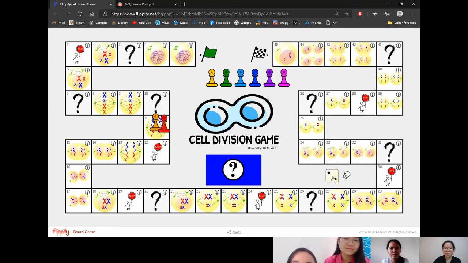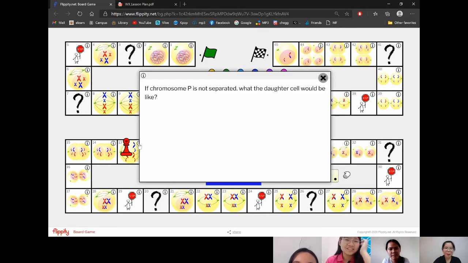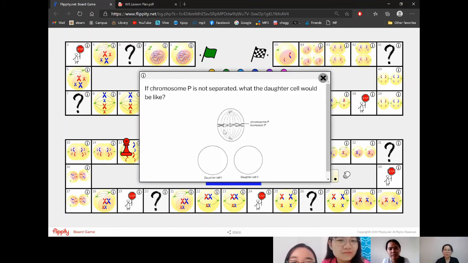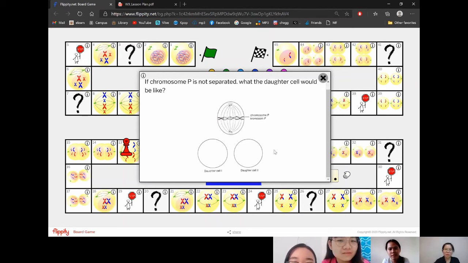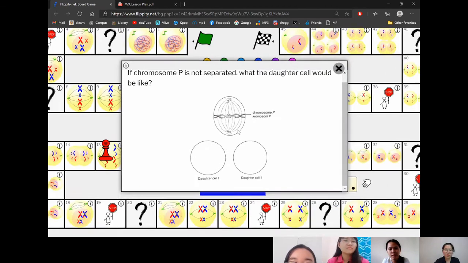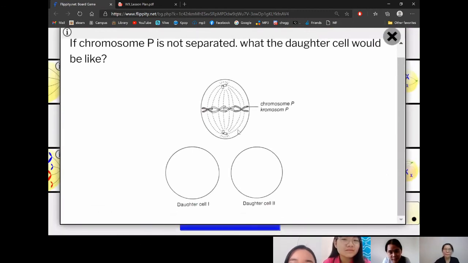Okay, so now Si Hui. Okay. 1. You have to stop again. Jing En. All right. 2. If chromosome P does not separate, what would the daughter cells be like? Can you see the diagram? Yes. One daughter cell may have 3 chromosomes and daughter cell 2 have 1 left only. Yes, correct.